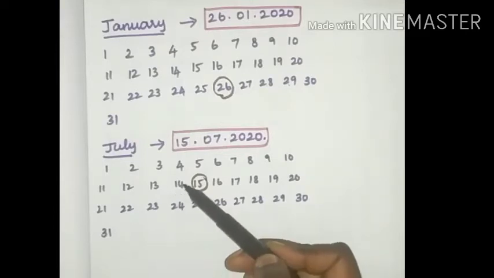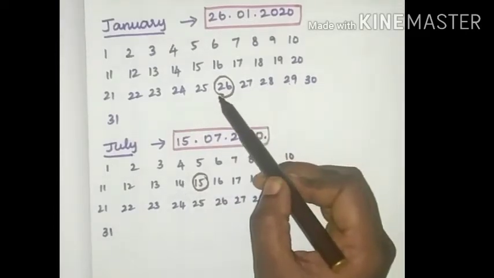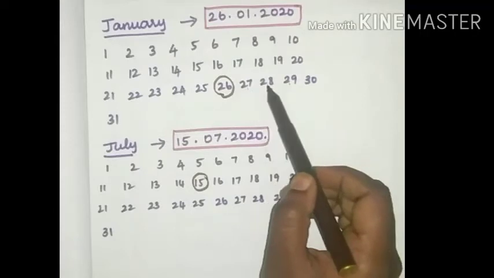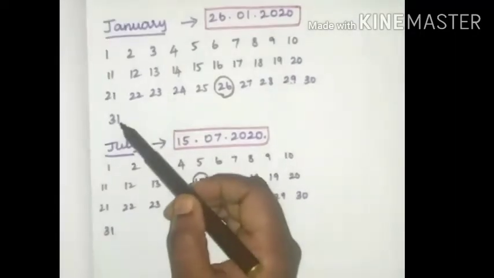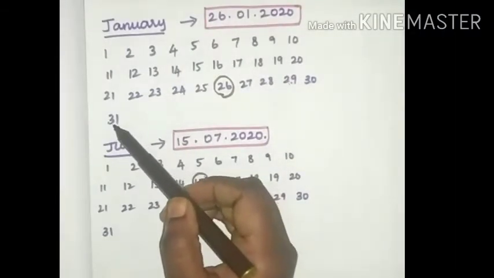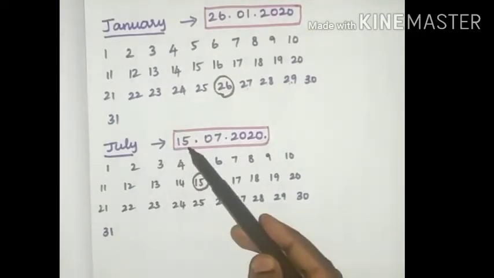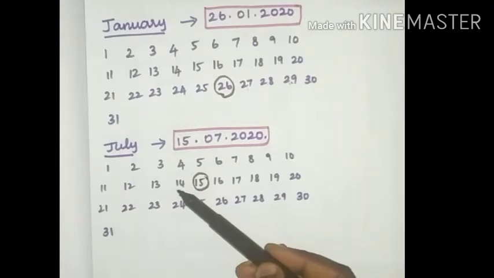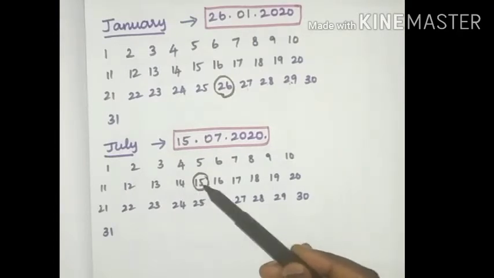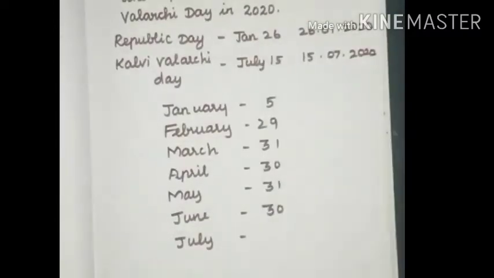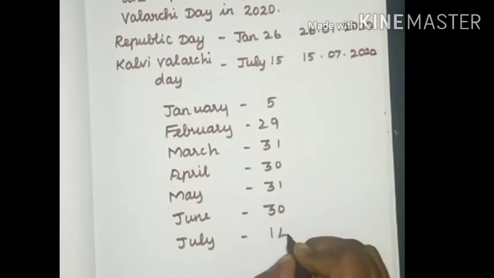Students, is it clear now? In the month of January we have to start with 26 because 26 is the Republic Day. So after that 1, 2, 3, 4, 5. So in the month of January we have 5 days. And in the month of July, up to 15 only we have to find. Up to 15 means what? 14 days. 1 to 14 we have in July month.